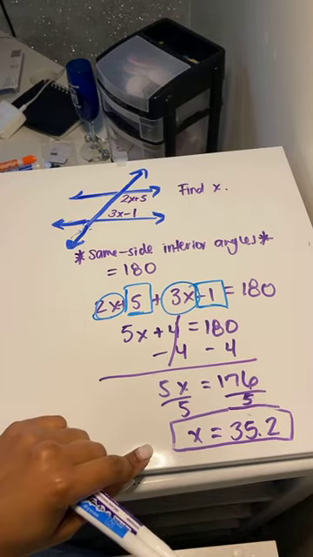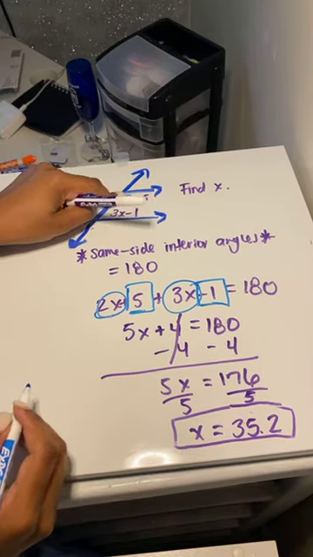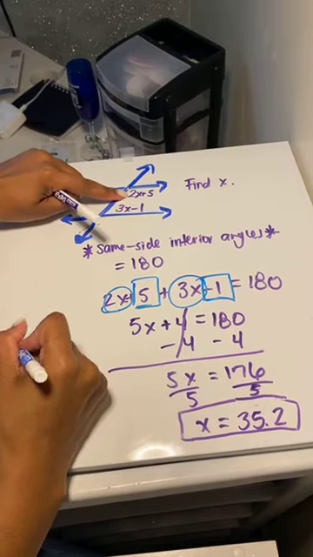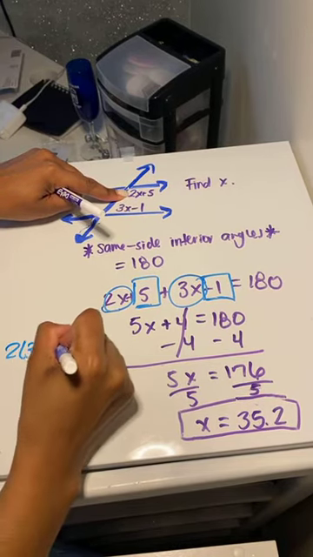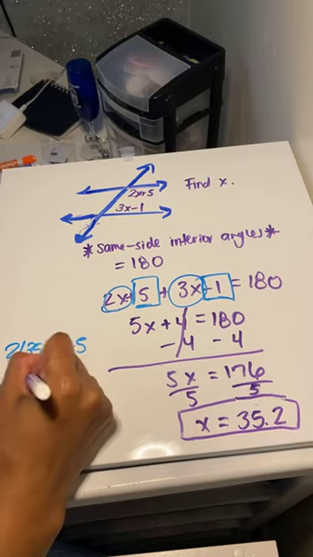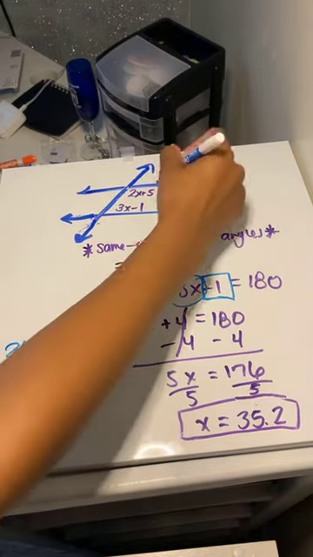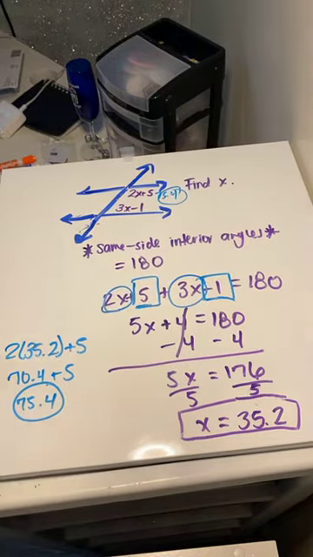Yes, Akila, I guess you're asking me to substitute this back in with x. So if I need to find this top angle, I'm going to do 2 times 35.2 plus 5, and then solve for that. If I multiply that times 2, I get 70.4 plus 5. I add 5, and I get 75.4 as the measure for this angle. Okay?